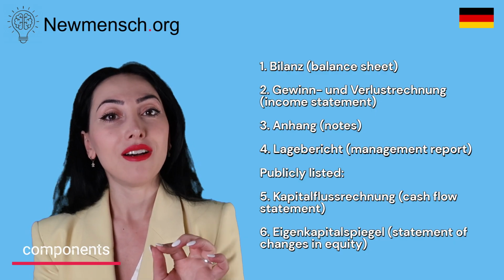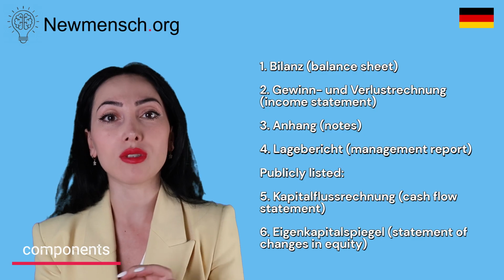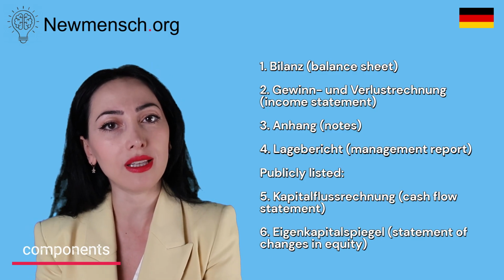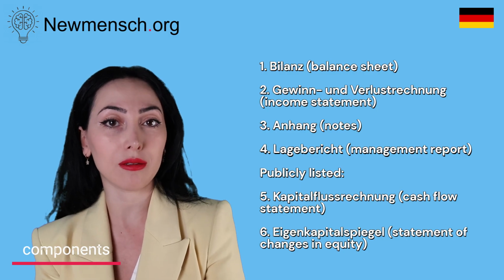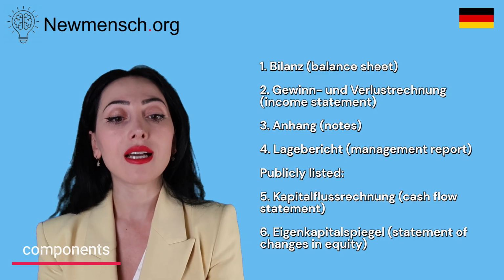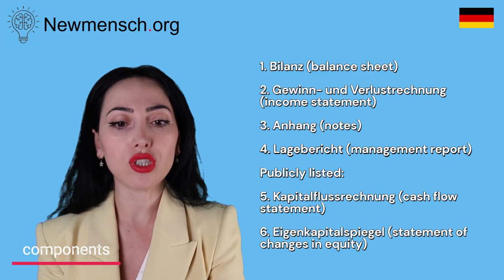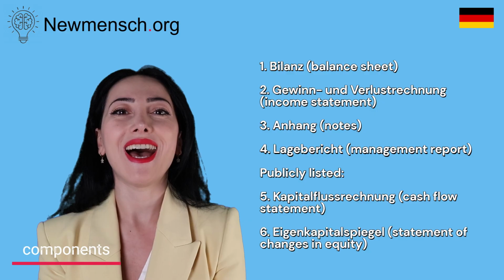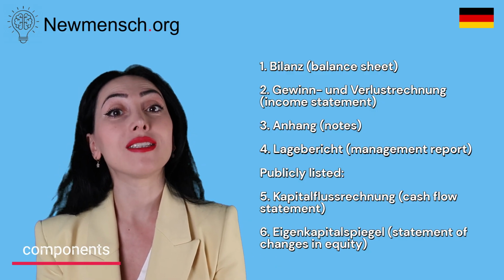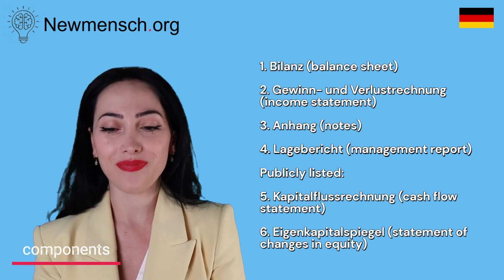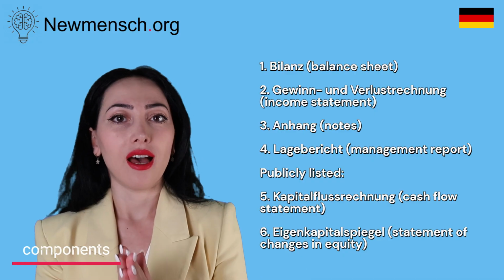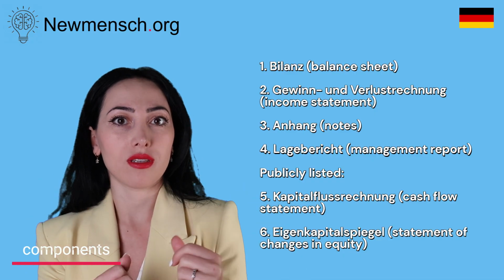And for large or medium-sized entities, especially the ones that are listed or in the process of listing, there are 2 other statements that are also mandatory. The first one is the Kapitalflussrechnung, which is our cash flow statement, and then follows the Eigenkapitalspiegel, which is our statement of changes in equity.